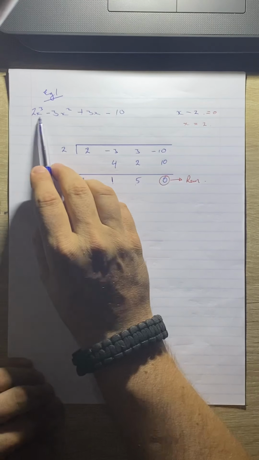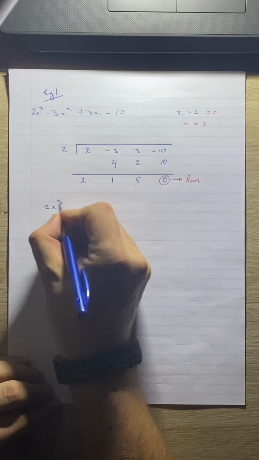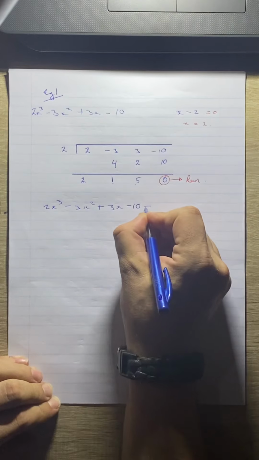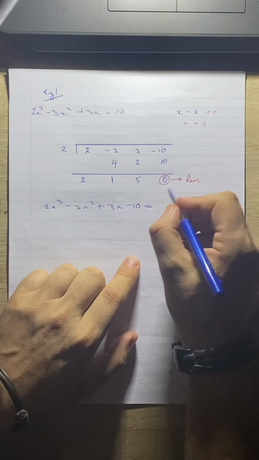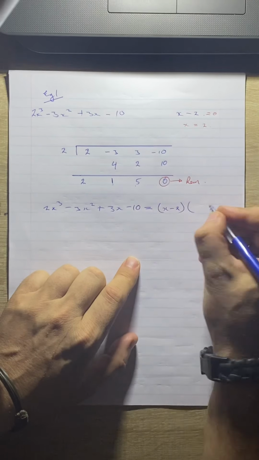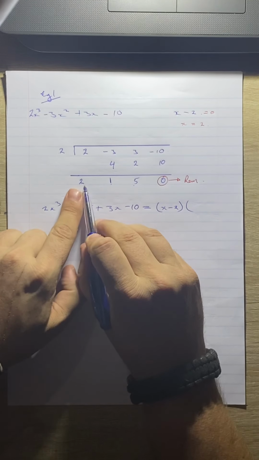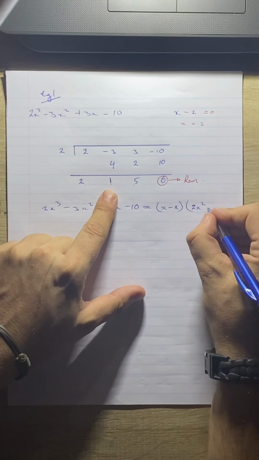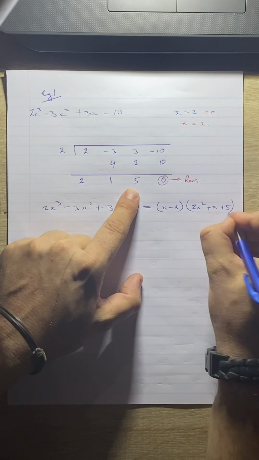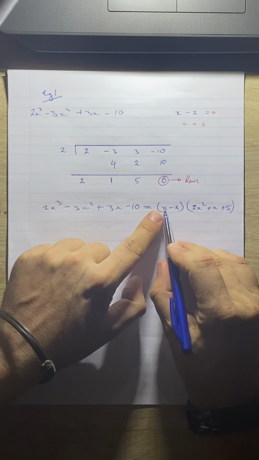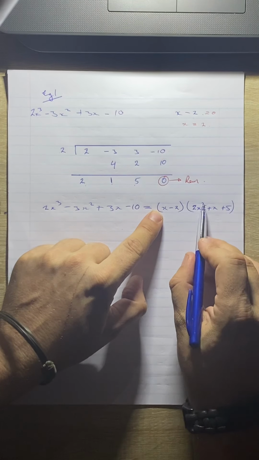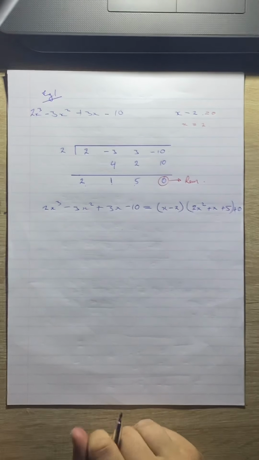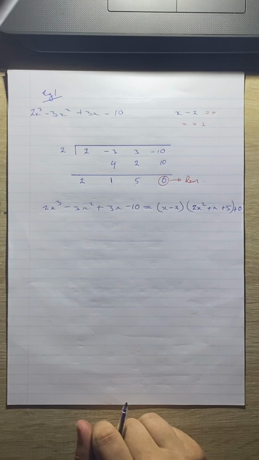So what we can say now is that 2x cubed minus 3x squared plus 3x minus 10 will be equal to our divisor, x minus 2, multiplied by, now this thing over here, this is going to be 2x squared plus x plus 5. Okay, it's not going to be a cube because remember, if we take that times that will give us the cube. So it's always 1 less power. All right, then obviously we've got plus 0 as our remainder. All right, so that is synthetic division.